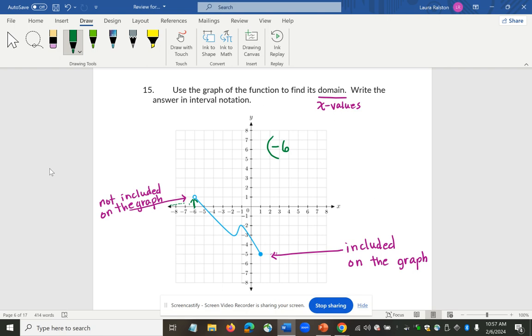Then we keep going. I still see something at -5, -4, -3, -2, -1, 0, 1. When I get to 2, I don't see anything. So I stop seeing things when I get to a value of +1, and it is included. So I use a square bracket. When you're writing in interval notation, if it's included, we use a square bracket. If it's not included, it's a parenthesis. That's how you distinguish between whether you can use the point or not.